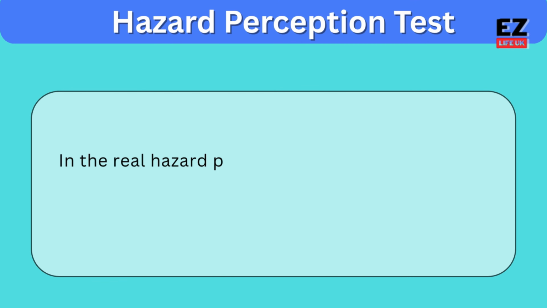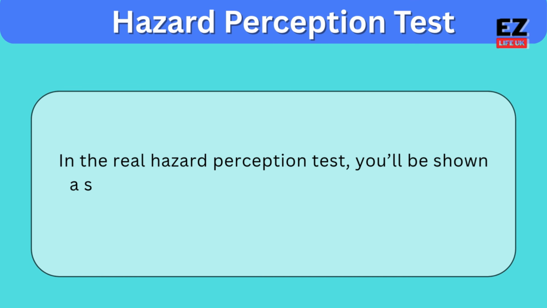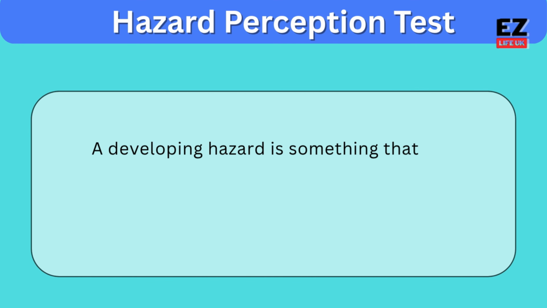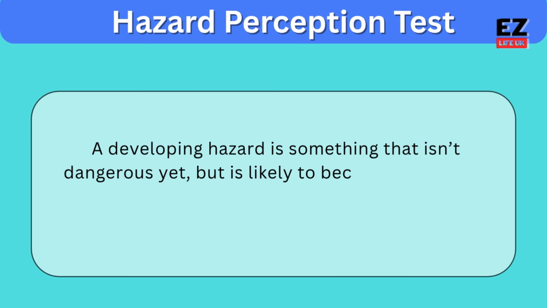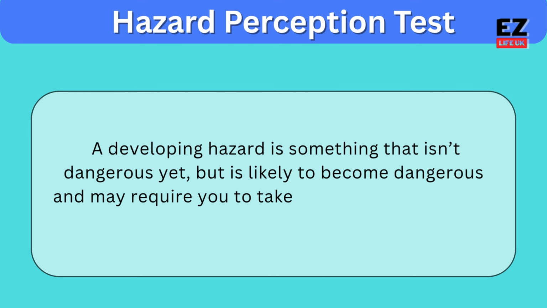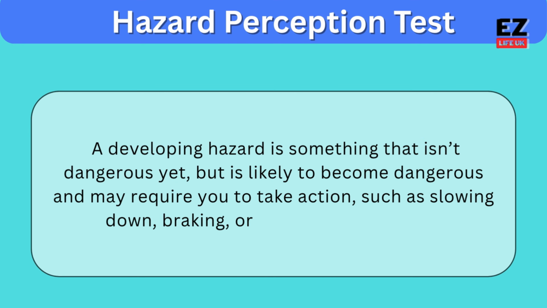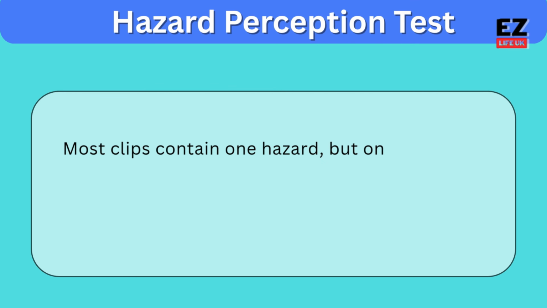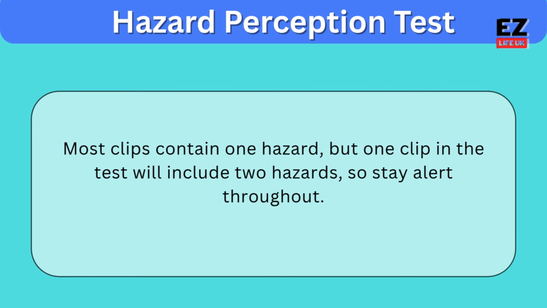In the real hazard perception test, you'll be shown a series of short video clips. Your task is to spot developing hazards as early as possible. A developing hazard is something that isn't dangerous yet, but is likely to become dangerous and may require you to take action, such as slowing down, braking, or adjusting your speed. Most clips contain one hazard, but one clip in the test will include 2 hazards, so stay alert throughout.